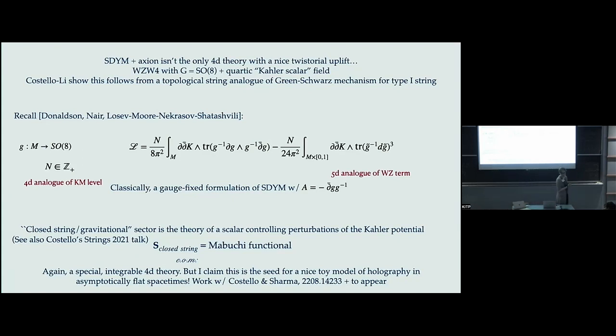So can I ask a very basic question? You mentioned several times that this 4D theory is a bit special. Could you just summarize physically what are the special features that it has? For example, you mentioned something about the theory being integrable on flat space-time. What do you exactly mean by that?